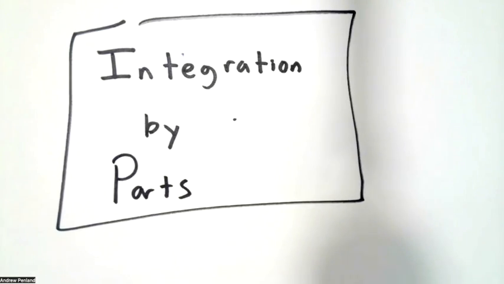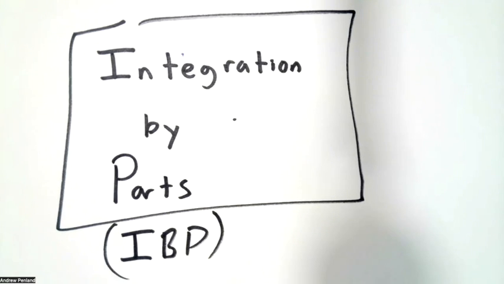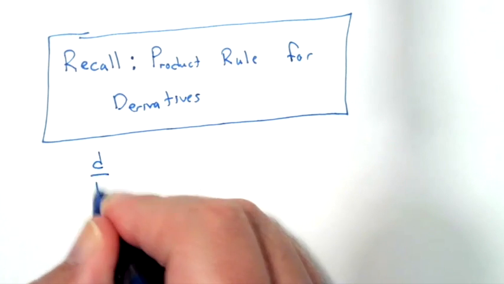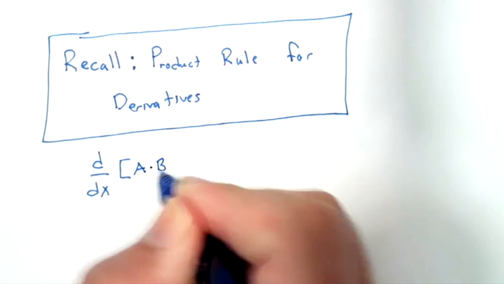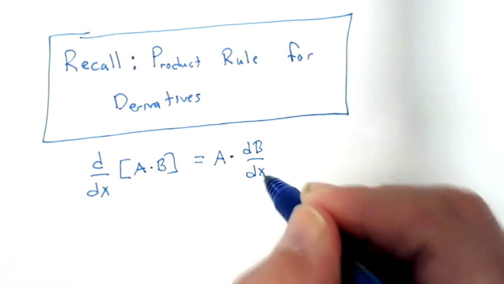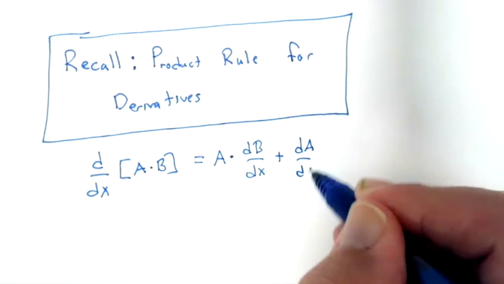Time has come to talk about integration by parts, henceforth known as IBP. Integration by parts comes from the product rule for derivatives. Recall from Calculus 1 that if you're taking the derivative of A times B, you get this mixed result where you have A times the derivative of B plus the derivative of A times B.